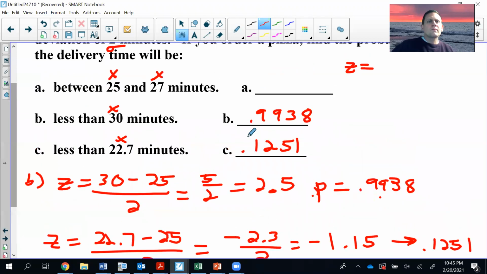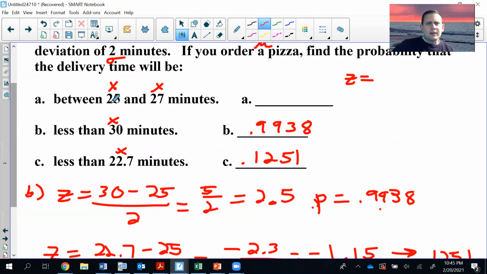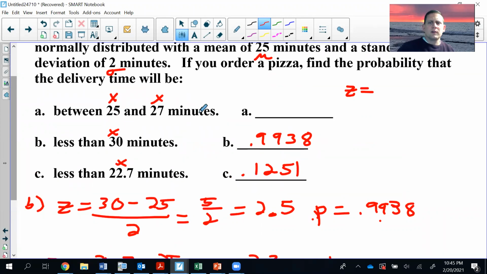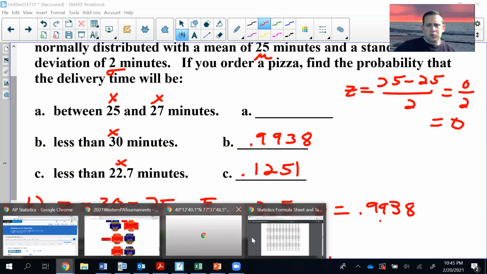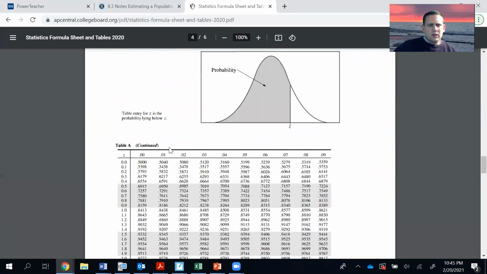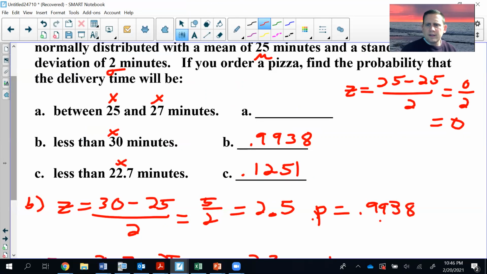Now I need to find the probability that I'm between 25 minutes and 27 minutes. So I really need to do two different questions here. I need to find the 25 number. So 0 over 2 is 0. And then I got to look that number up. Well, if you know the z-score is 0, it is going to be 0.5. But just to prove that, if you go to the table, here's 0.00 is 0.5. So that is a probability of 0.5.